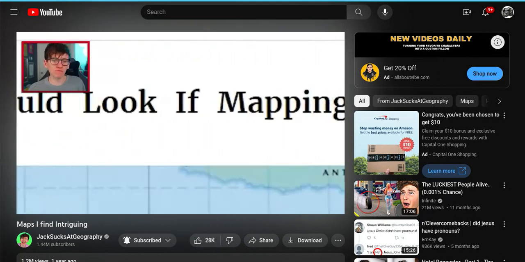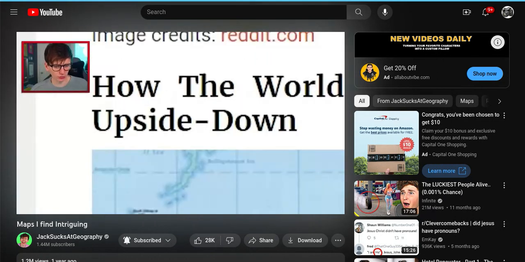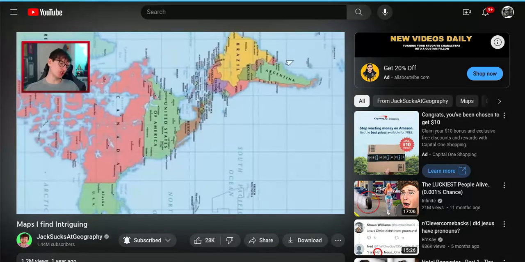How the world would look if mapping conventions were flipped upside down. Oh my goodness me! All I can see is a duck. Anyone else see the duck?